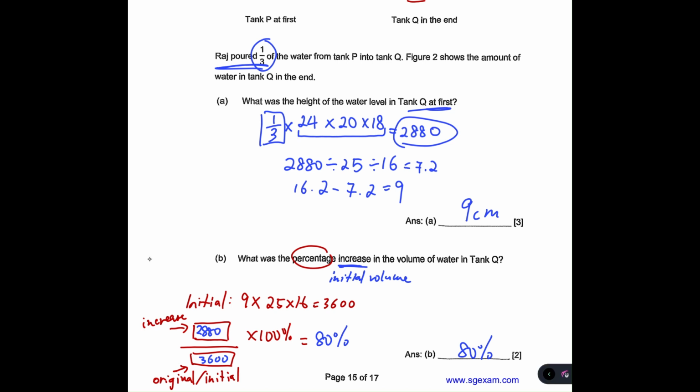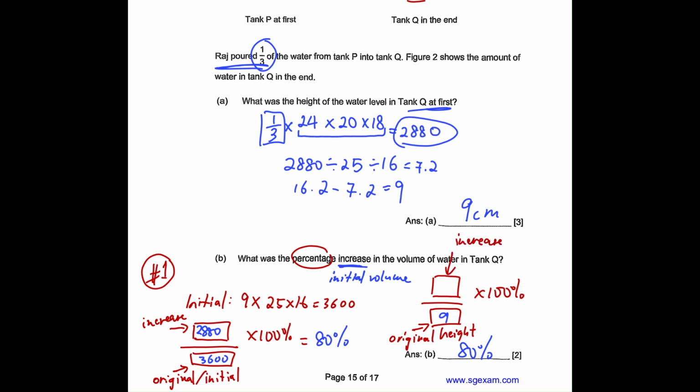But there's another method that you can use. So this is method number 1. Okay, the increase in volume would only result in the increase in height. So another way that we can do it is, as usual, this is original, the original height. What's the original height? It's 9. Okay, what is the increase in height? The increase in height is 7.2. So if you punch into the calculator, you will still get 80%. Okay, so this is method number 2. So method number 1, we focus on finding out the volumes. Method number 2, we just remember that the only thing that will change when we pour any form of liquid into a container is the height.